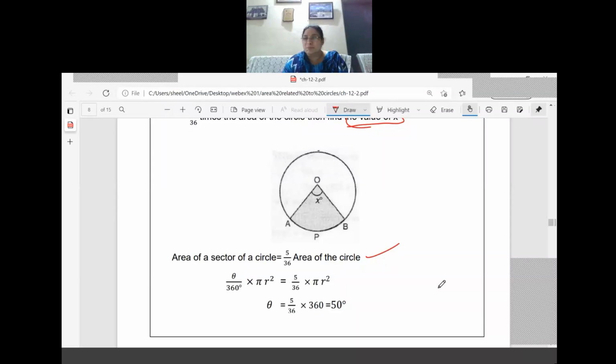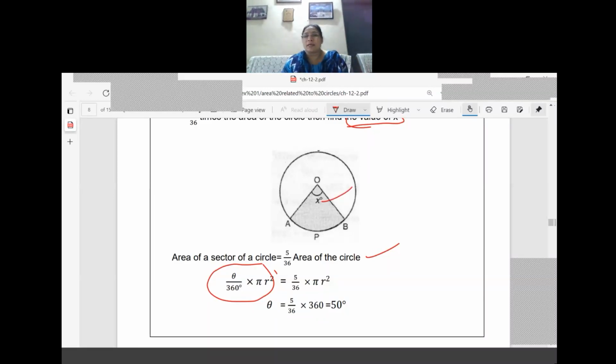5 by 36 times the area of the circle. So we are substituting the formula on the left side: theta by 360 into pi r square equals 5 by 36 into pi r square. So pi r square will get cancelled. We want to calculate theta because x is asked. X means the central angle only. So x equals theta. Theta equals 5 by 36 into 360. On simplification, we get 50 degree only.